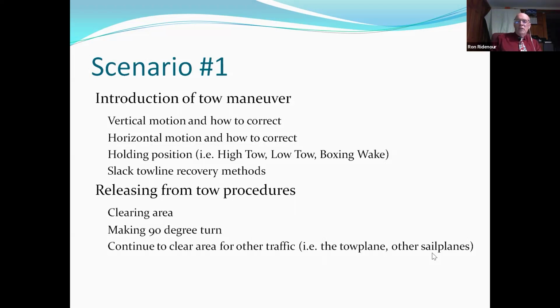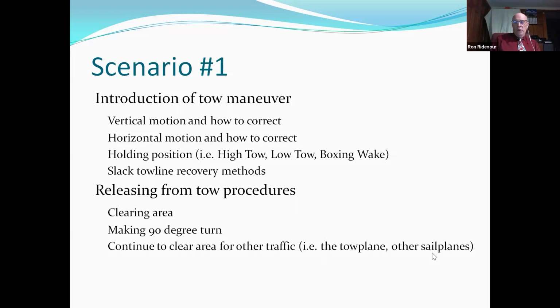So once you get that idea across, that all they're trying to do on tow is stop the relative motion of the glider to the tow plane, they can hold any tow position you want them to. They can hold a high tow position. They can hold a low tow position. They can box the wake much easier because they understand what's making the glider move left or right, up or down, relative to the tow plane. It also aids in the slack tow line recovery methods.